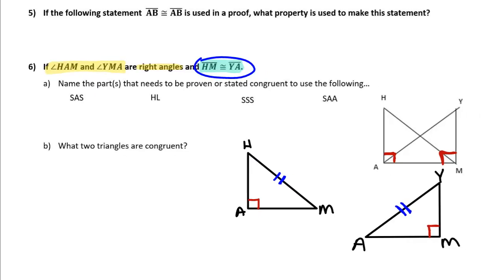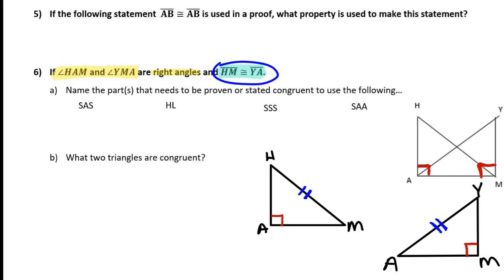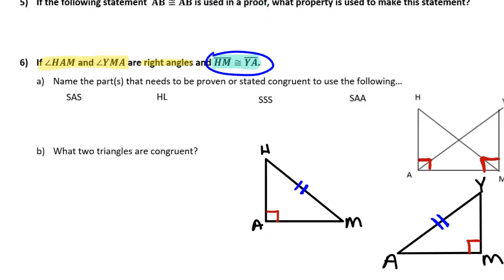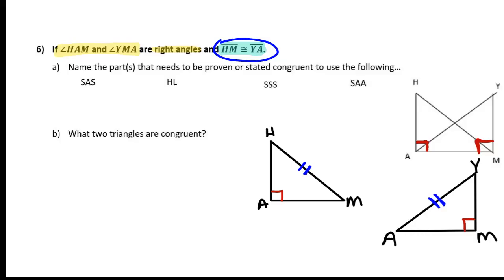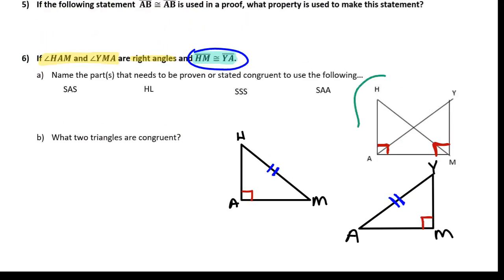Name the part that needs to be proven or stated congruent to use the following. If I wanted to use side angle side, well, if you look at this original picture, there's one of the things that we're allowed to mark for free in that picture. What are the two things that we're allowed to mark without being told? Oh, you got it? Cool. Vertical angles and shared sides.